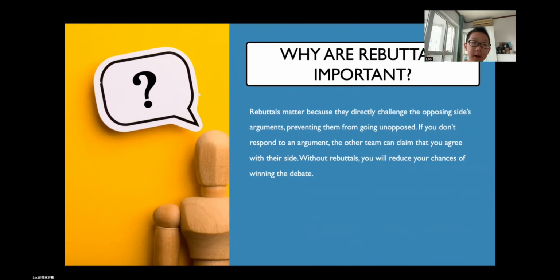So rebuttals, as I said before, are very important. Without them, you have no way of challenging the opposing side's arguments. And if you don't respond to an argument, the other team can claim that you agree with their side, and this is very bad. So without rebuttals, you will severely reduce your chances of winning any debate.